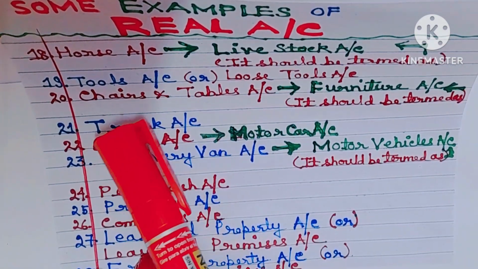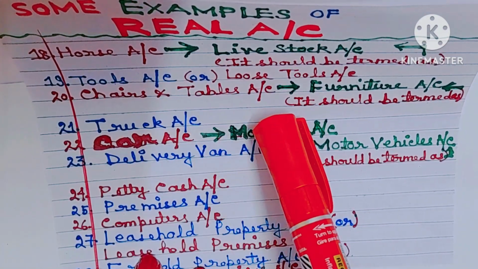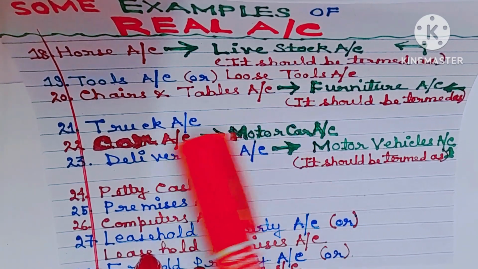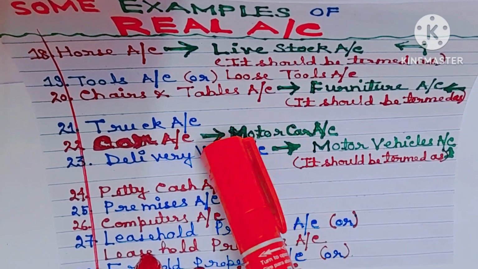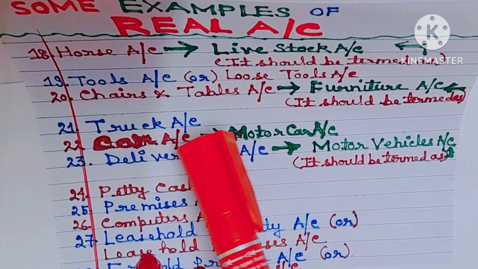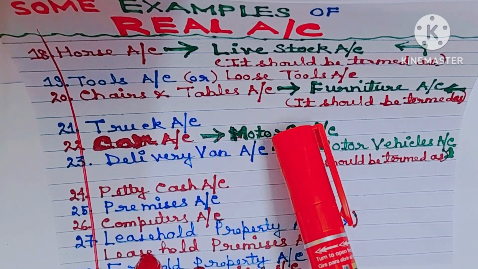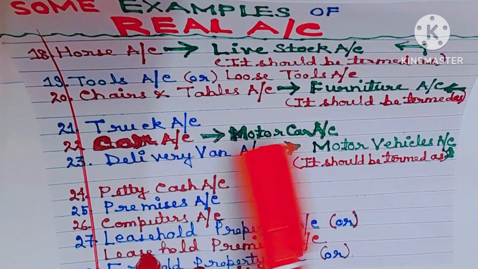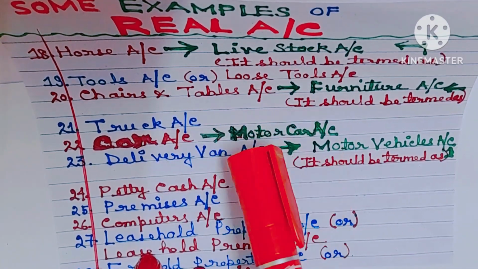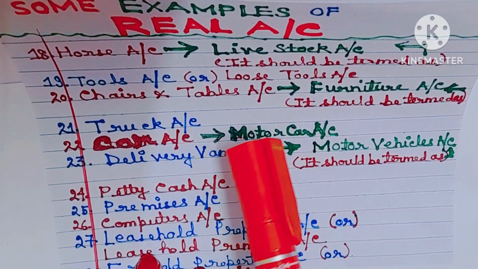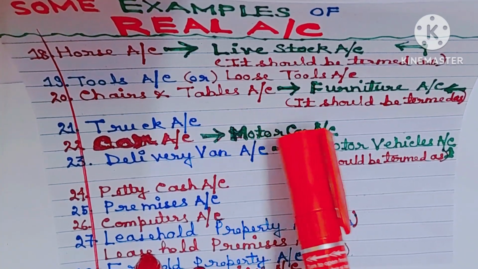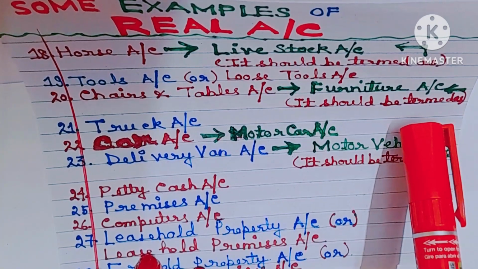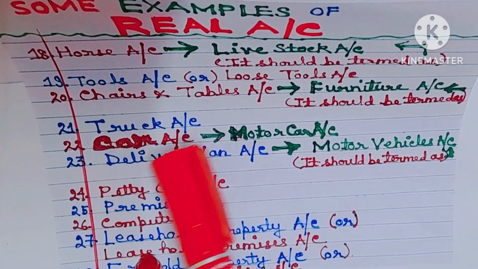Okay. Number 20. Chairs and tables account. Let's say chairs and tables are purchased for the business. You cannot write chairs and tables account debit to cash account in journal. Instead of chairs and tables account, you got to write furniture account debit to cash account. Please remember, instead of chairs and tables account, you got to use the term furniture account. Understood? Number 21, truck account.